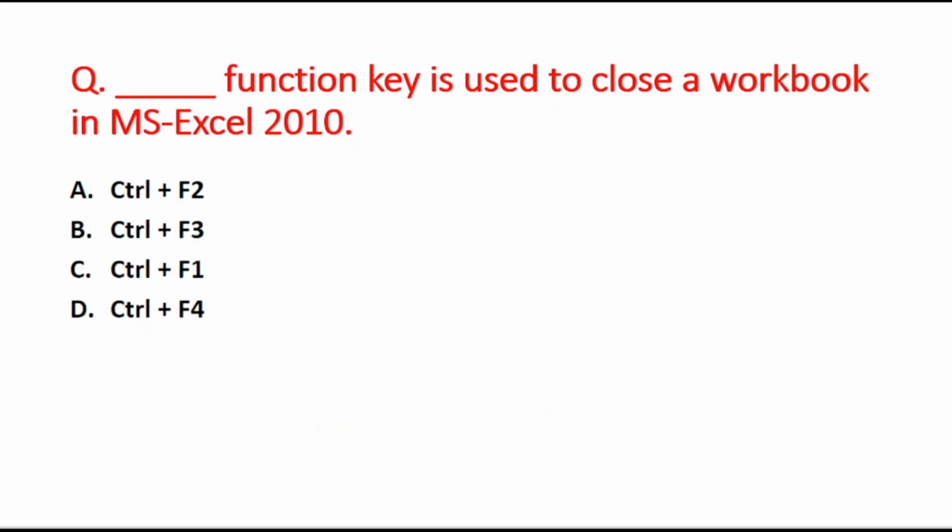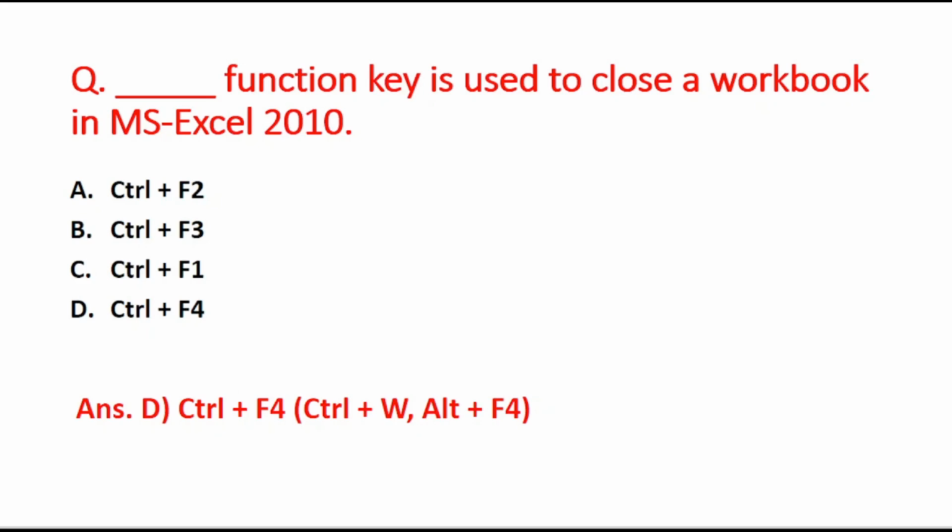Next question is blank function key is used to close a workbook in MS Excel 2010. Your A option is Control plus F2, B option is Control plus F3, C option is Control plus F1 and D option is Control plus F4. So the right answer is option D, that is Control plus F4. Control plus F4 and also Control plus W. These both are used to close a workbook in MS Excel.